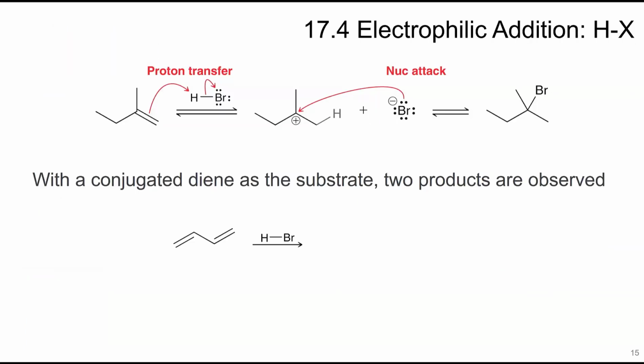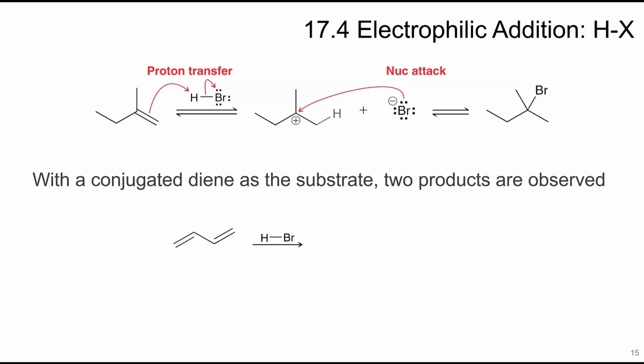So what you've seen previously with electrophilic addition with HX in an alkene, we have a proton transfer, which puts the proton on the carbon with more protons. The carbocation goes to the most stable carbon. The Br- does a nucleophilic attack on the carbon, and we get a halogen.